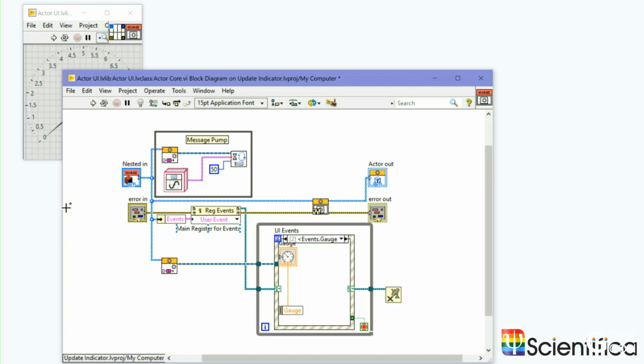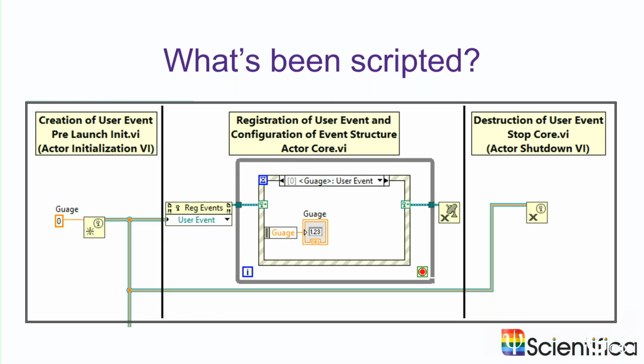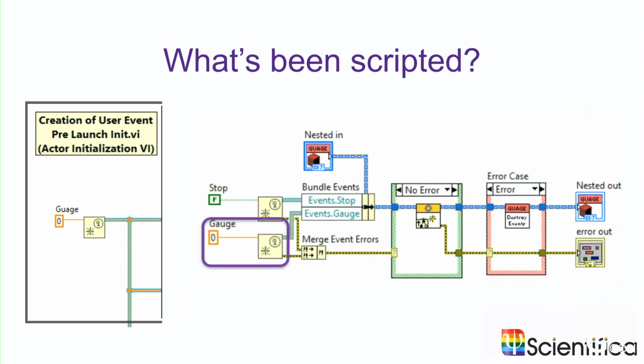But if you think about it, in order to have this configured, it means a couple of things had to take place. In order to use a user event, it first needs to be created. We then have to register it and configure it. Then we destroy that user event and clean up our references. In Actor, this is what it looks like.